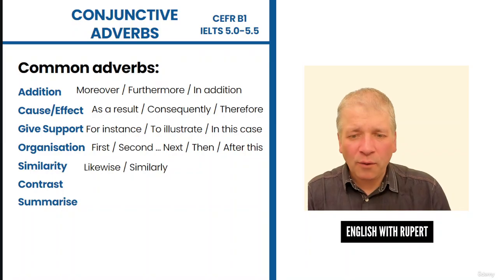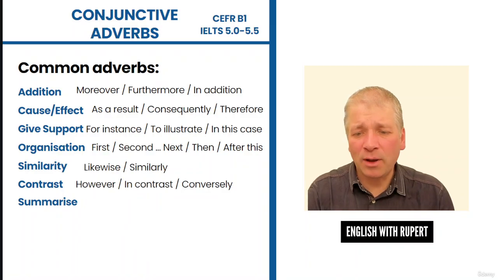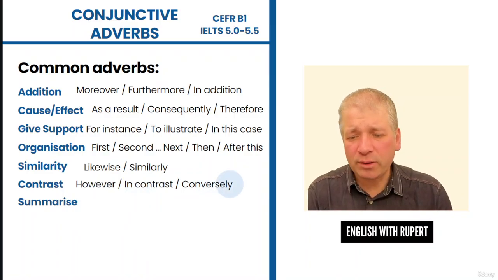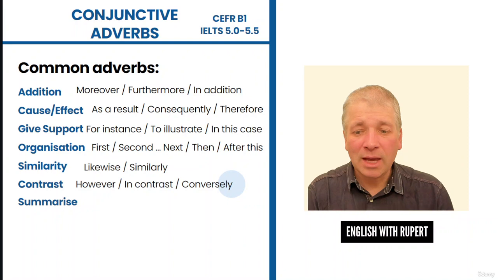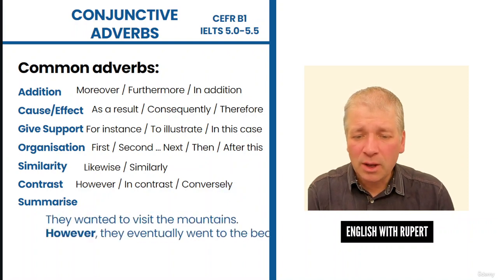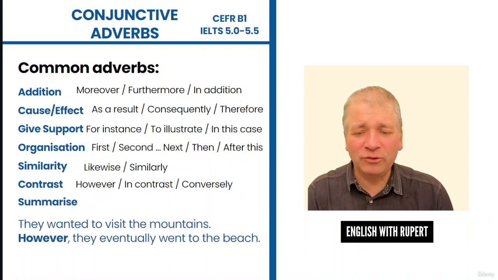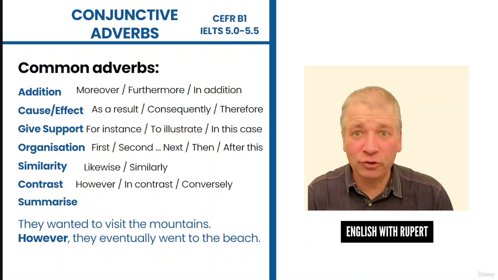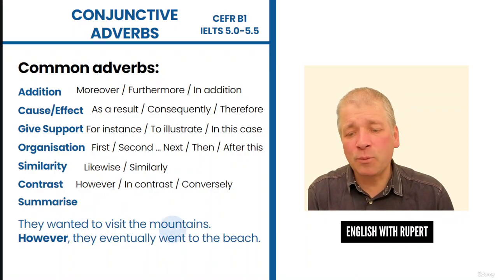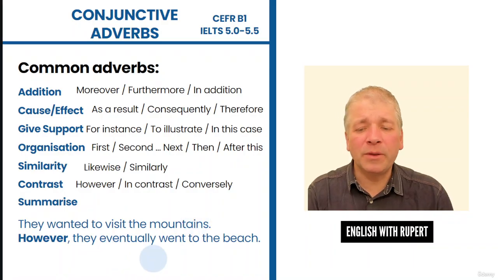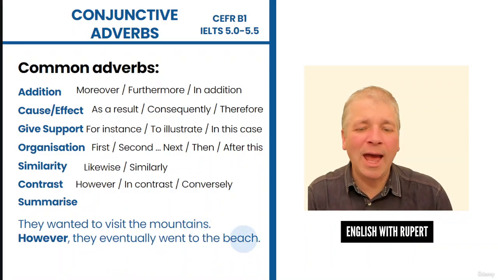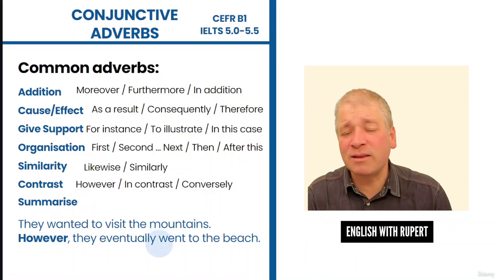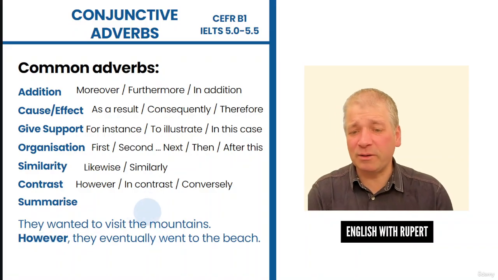There are lots of conjunctive adverbs of contrast, and we saw one in the previous slide with however, but we can also say in contrast or conversely. Here's another example for you. They wanted to visit the mountains, however, they eventually went to the beach. So there's a contrast. The plan was one thing, but the outcome was very different. And however tells us the second sentence is very different to the first sentence.